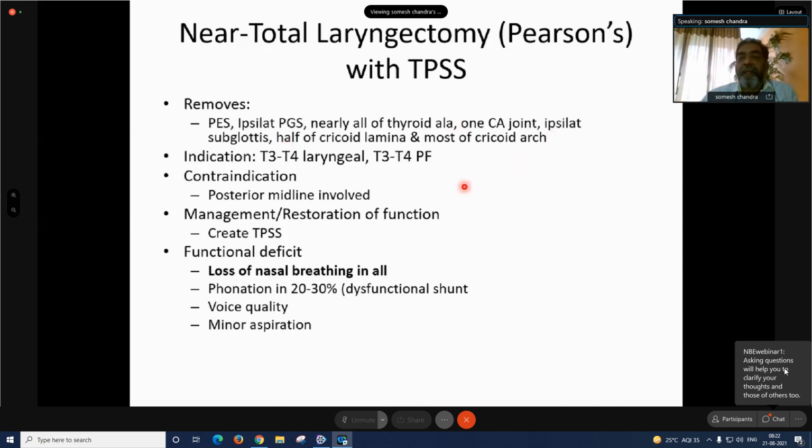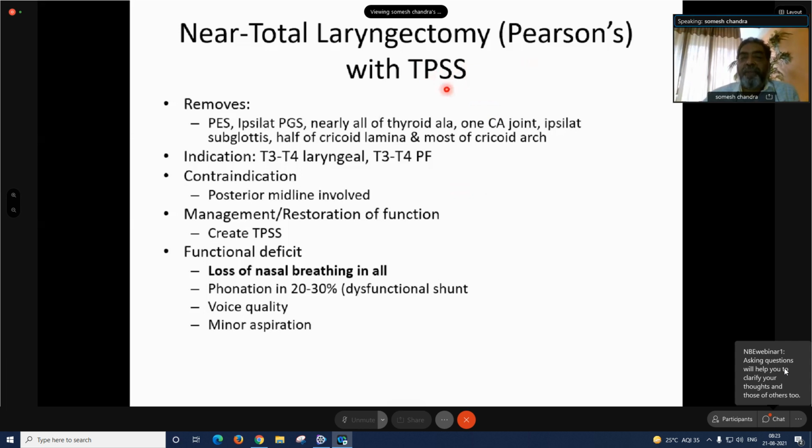What happens is that in India, we have more hypopharyngeal cancers than endolaryngeal cancers, and pyriform cancers comprise a significant number. For pyriform cancers which involve the apex, because it abuts the paraglottic space and the cricoid, we cannot do any of the standard cricoid preserving partial laryngectomies. So once we have to remove the cricoid, we have to resort to a Pearson's near total laryngectomy. TPSS is tracheopharyngeal speaking shunt.